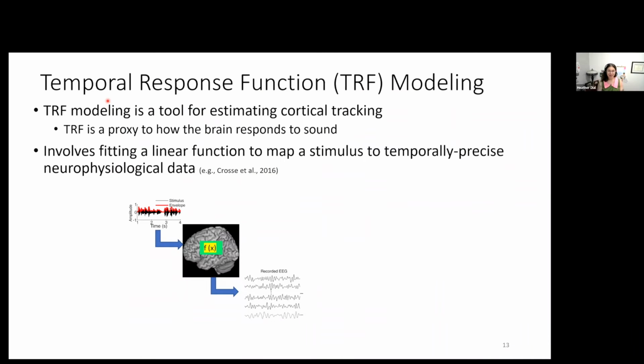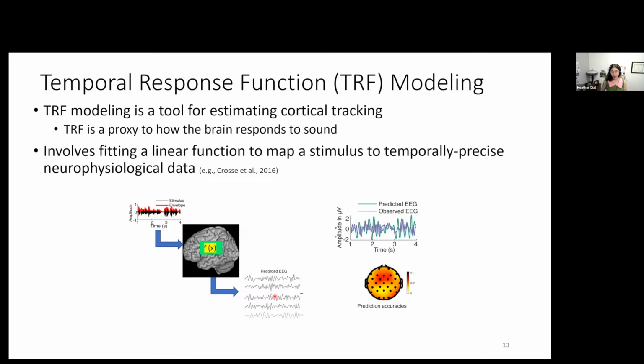Okay, temporal response function modeling is the tool that we are using to estimate cortical tracking. And the TRF is basically a proxy to how the brain responds to sound. It involves fitting a linear function to map that stimulus to these temporally precise neurophysiological data, which gives us an idea of how well the stimulus is represented by those neural oscillations. And so bringing back that figure I used before, the temporal response function is the function that we're using to map the stimulus onto that EEG.